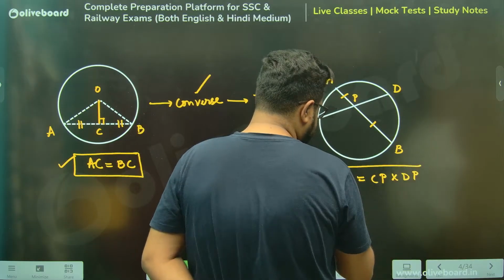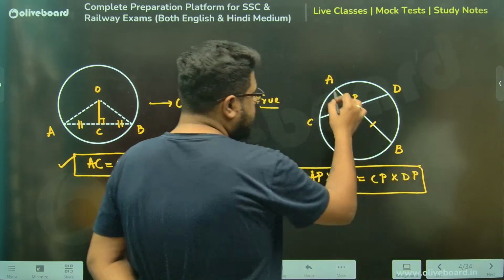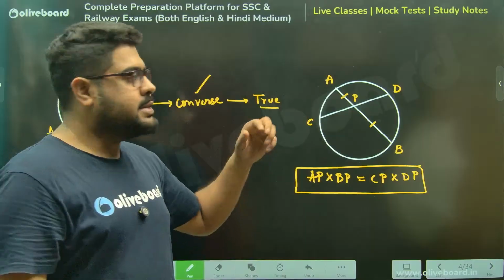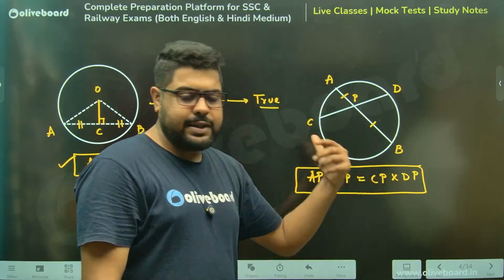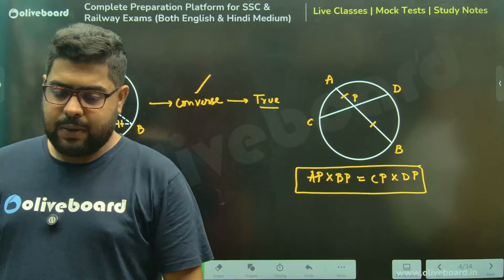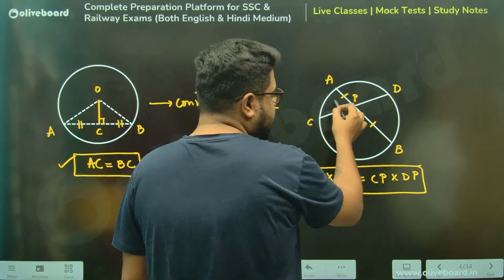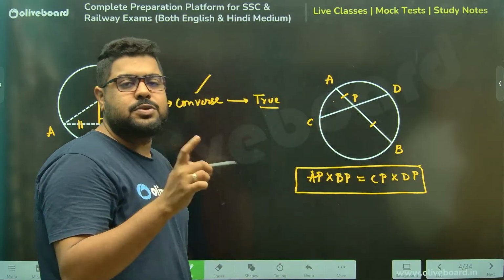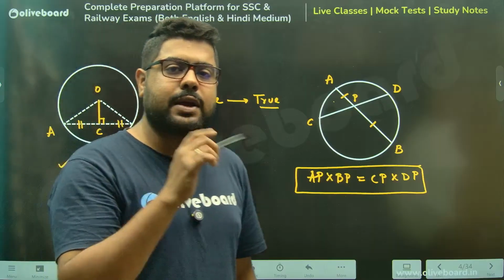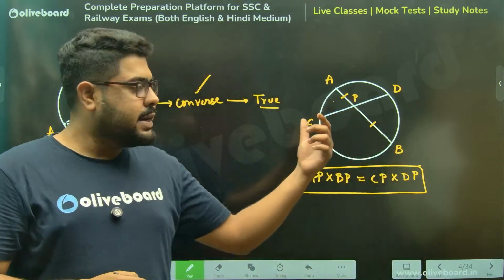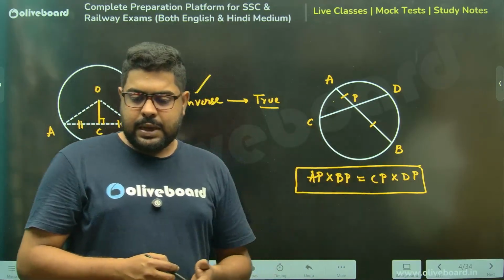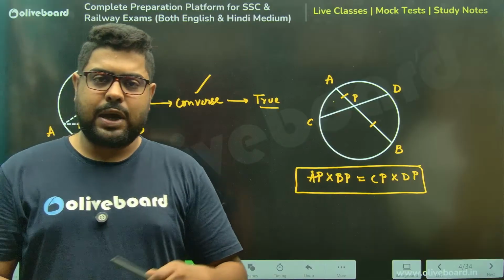It does not depend on the size of the chords. Any intersecting point, you can write this. Clear? Now how can this be proved? Just join AC and BD, you will get two triangles. These two triangles will be similar. So from similarity, we get this. Clear, everyone? So these two are very important.